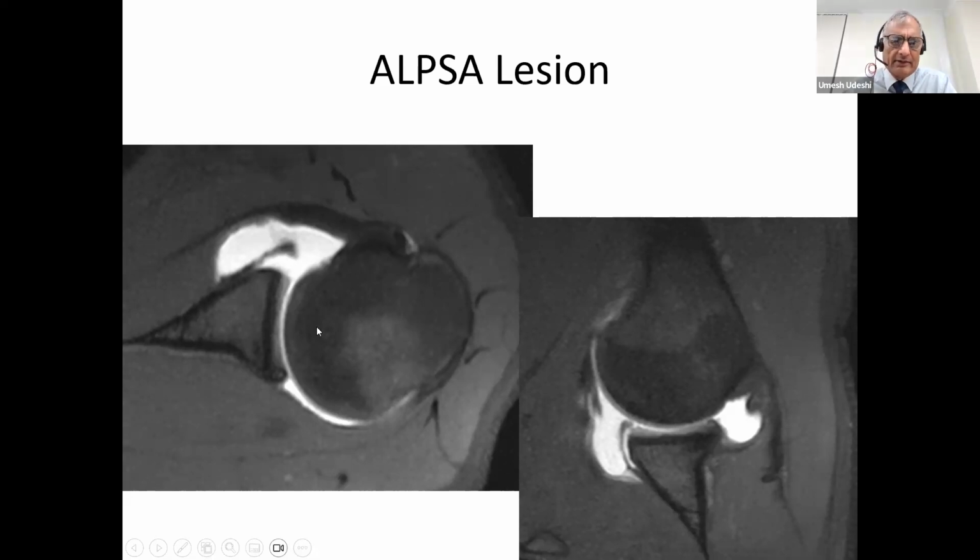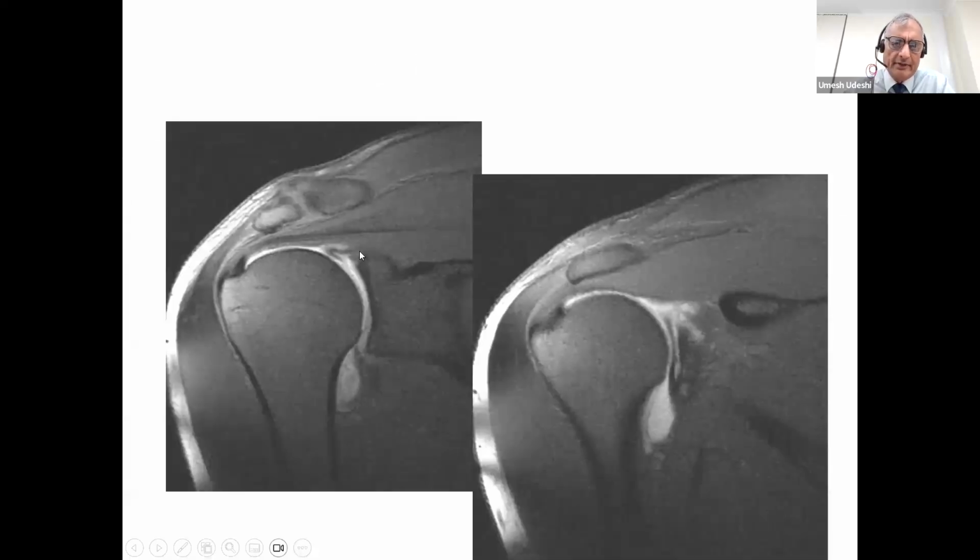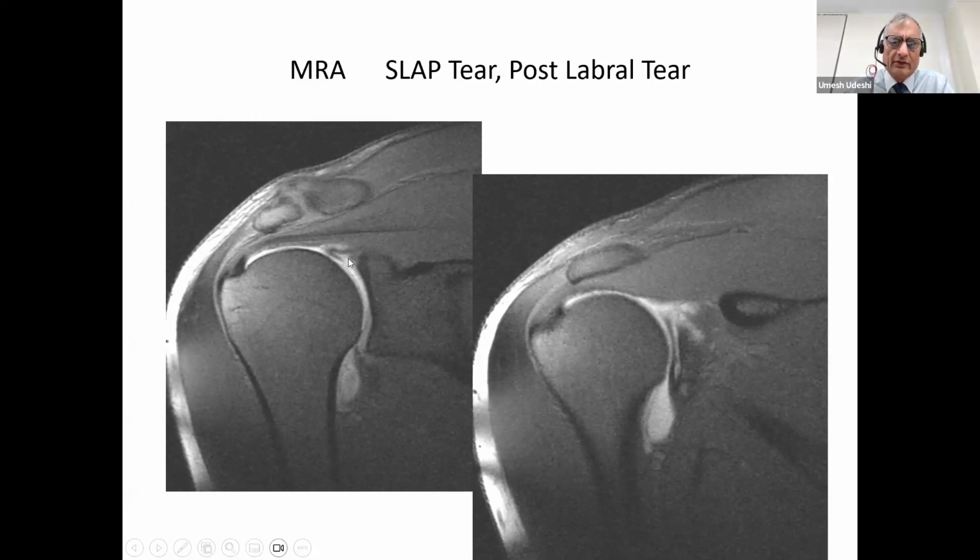So here it is on an abduction external rotation view with the arm abducted and externally rotated. And here's the contrast seeping in underneath this labrum and periosteal sleeve all the way back to the neck of the glenoid. And here's the superior labrum. It should be a nice dark structure, but there's contrast extending into it, or actually it may just be fluid. I'm not sure if it's an arthrogram. So it's just fluid extending into it. So this is a SLAP tear or a superior labral anterior to posterior tear.